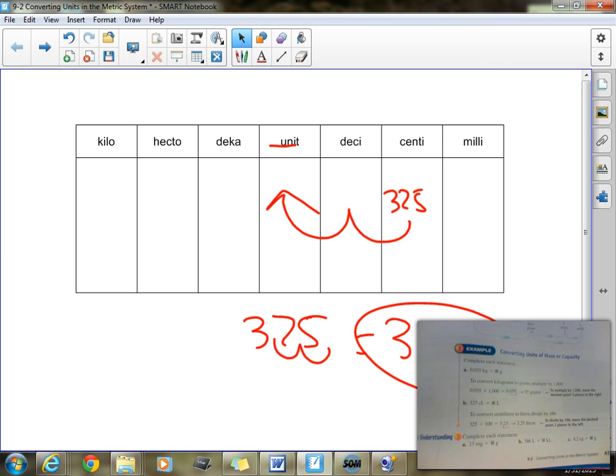Well, that's your lesson. The most important thing to remember is smaller to larger, left. Larger to smaller, right. You can use that chart. I encourage you guys to use that chart, write it down, and use it for your homework tonight.